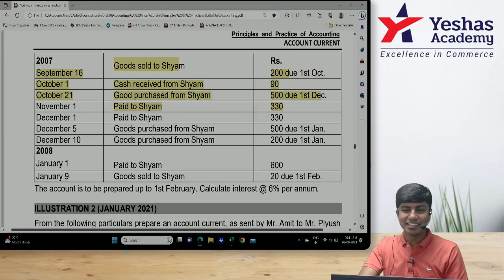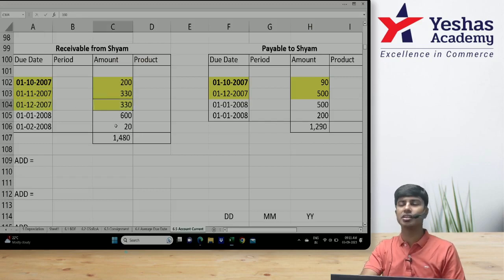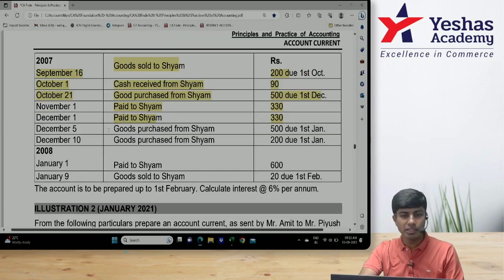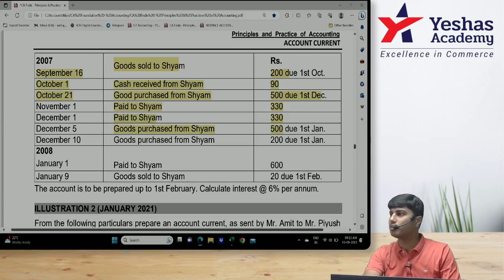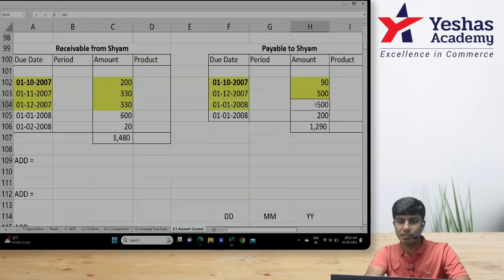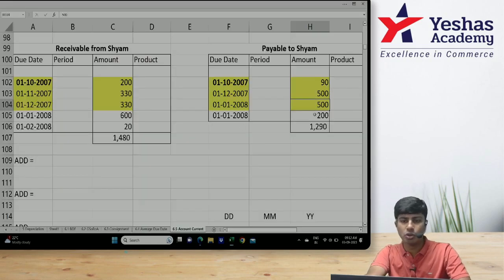330. Next. One more. Paid to Shyam, 330, but this time the date is 1st of December. Paid to Shyam, so receivable from Shyam. We've given him a loan. We should receive that money back from him. Then goods purchased from Shyam, 500. When you purchase goods from Shyam, we should pay money to Shyam, 500, on 1st January. Then goods purchased from Shyam, 200. So payable 200 on 1st of January.